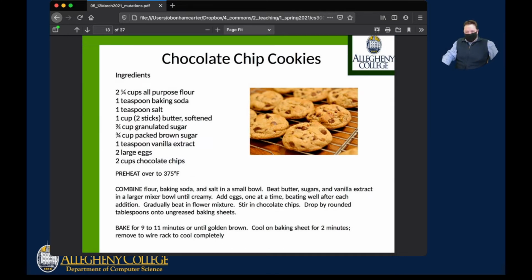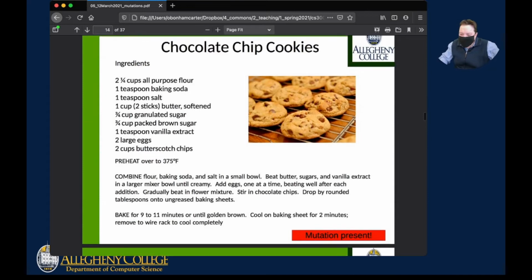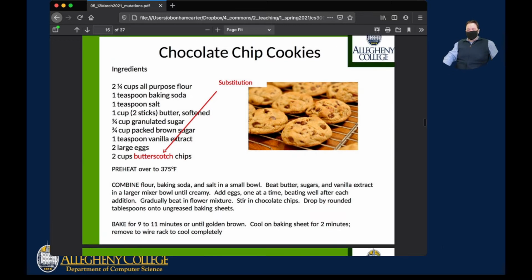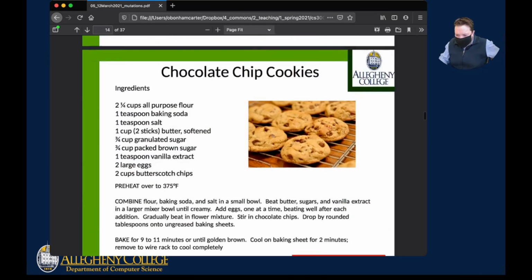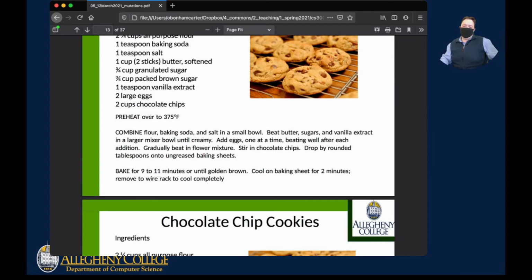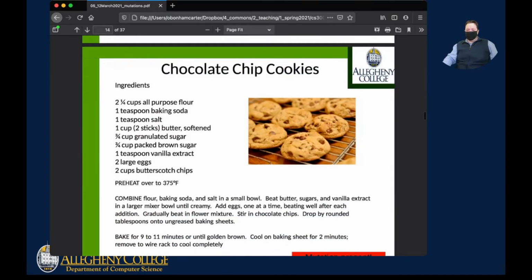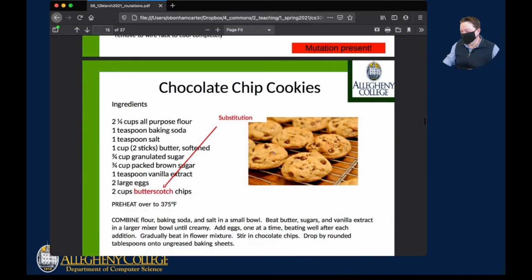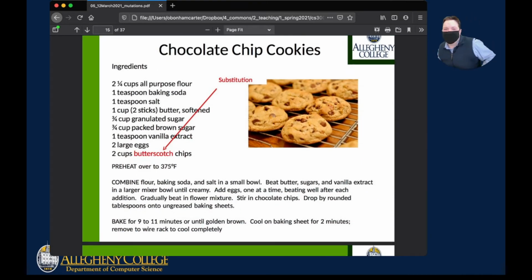And I think this time we have the preheating where it should be. There's a mutation now present in this recipe, and this is a substitution type of mutation. What it was before was we were supposed to have 2 cups of chocolate chips, but the mutation now has become 2 cups of butterscotch chips. I'm not sure if that sounds good or not. It could be. I mean, I'm open to things. But what I'm saying is that this is no longer a chocolate chip cookie mix, because the thing that makes chocolate chip cookies is not in there anymore.